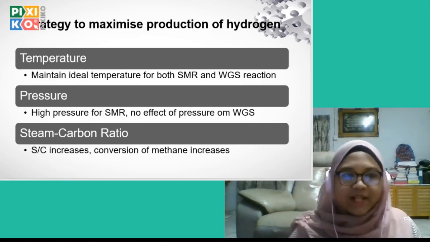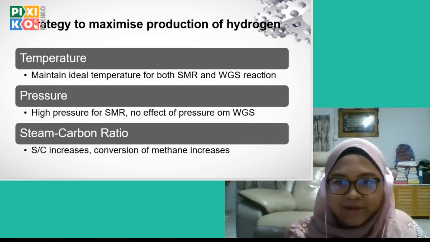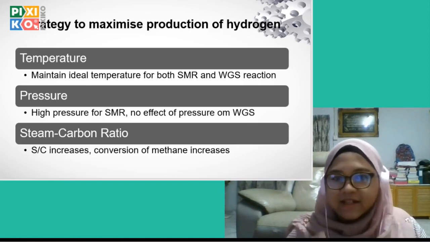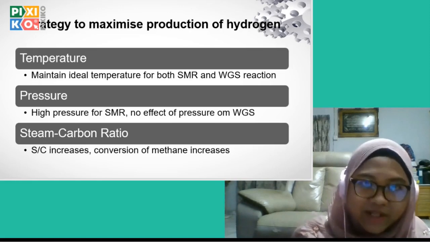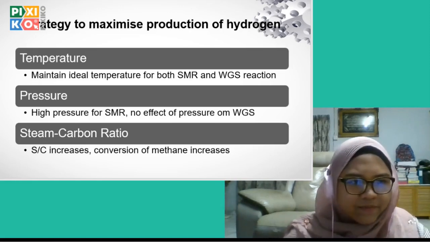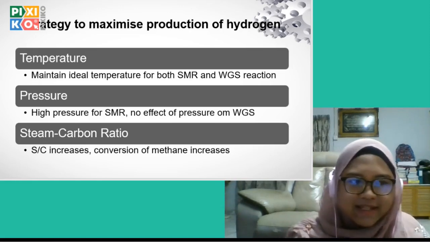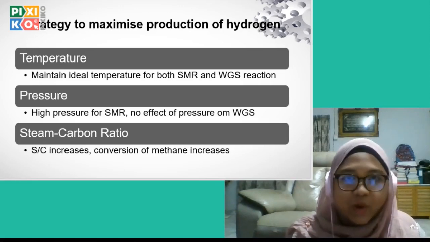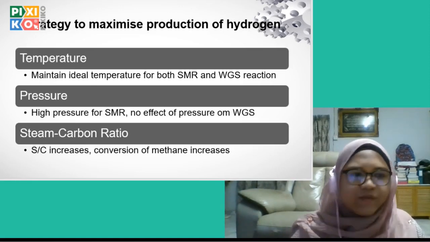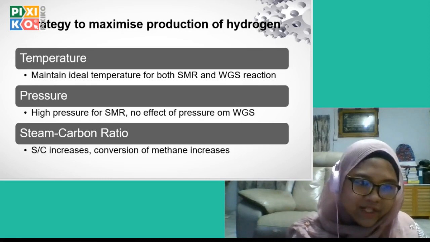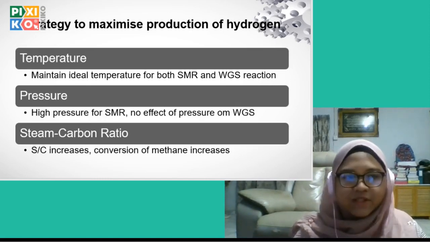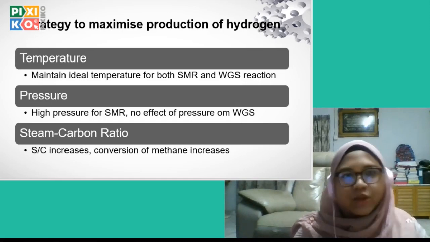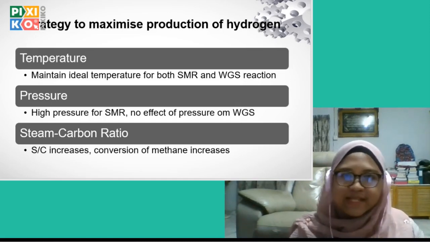The last factor is the steam-carbon ratio. As the steam-carbon ratio increases, the conversion of methane also increases. However, as the steam-to-carbon ratio increases, a high amount of energy is required to produce steam, which will eventually reduce the rate of conversion and increase the operational costs. Thus, it is important for us to maintain an ideal steam-to-carbon ratio to maximize the hydrogen production.